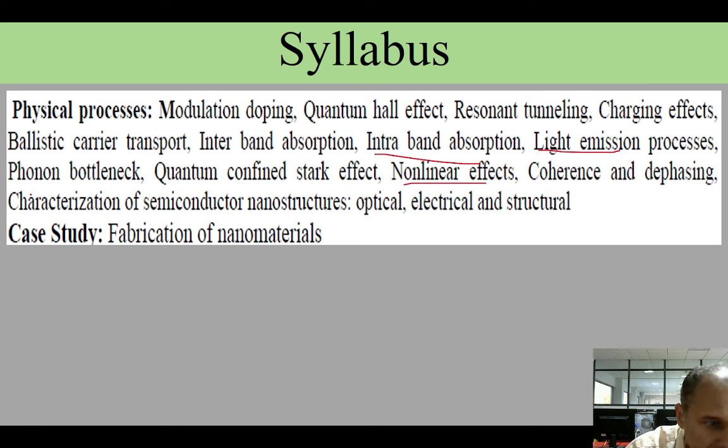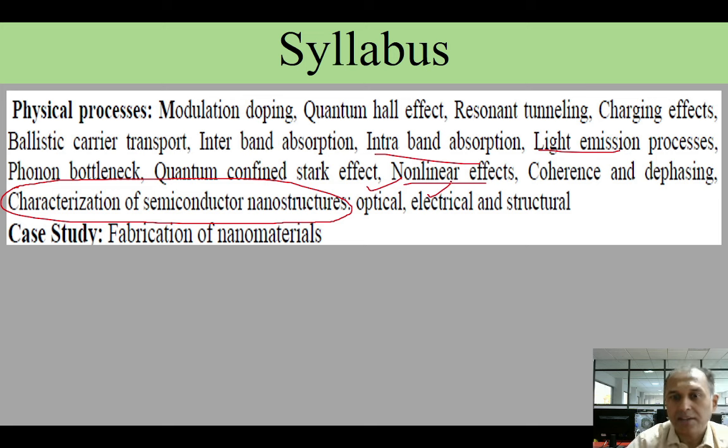So here again, characterization of the semiconductor nanostructures plays an important role in understanding the optical and the electrical behavior. Optical behavior in the sense the amount of energy which gets converted from electrical energy to the optical energy. And electrical characterization deals with the distribution of electric field within the semiconductor structure.